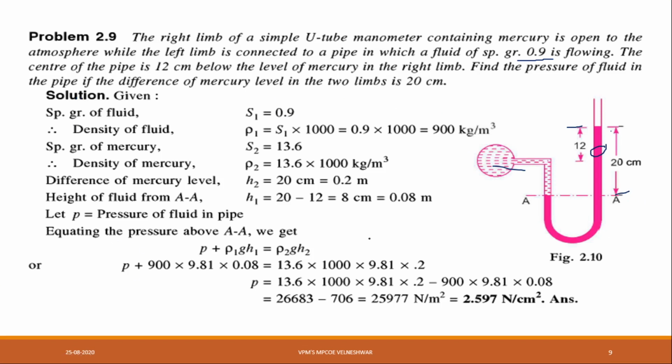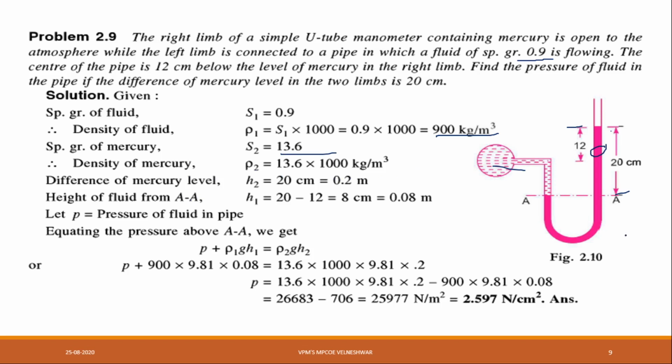Now the specific gravity of the fluid S1 is equal to 0.9. If I want to find the density, what will be the formula? Rho 1 is equal to S1 into 1000. What is the specific gravity of the fluid? That is 0.9 into 1000, that is 900 kg per meter cube. Now the specific gravity of mercury S2 is equal to 13.6. Similarly, the density I am finding here is 13.6 into 1000 kg per meter cube.